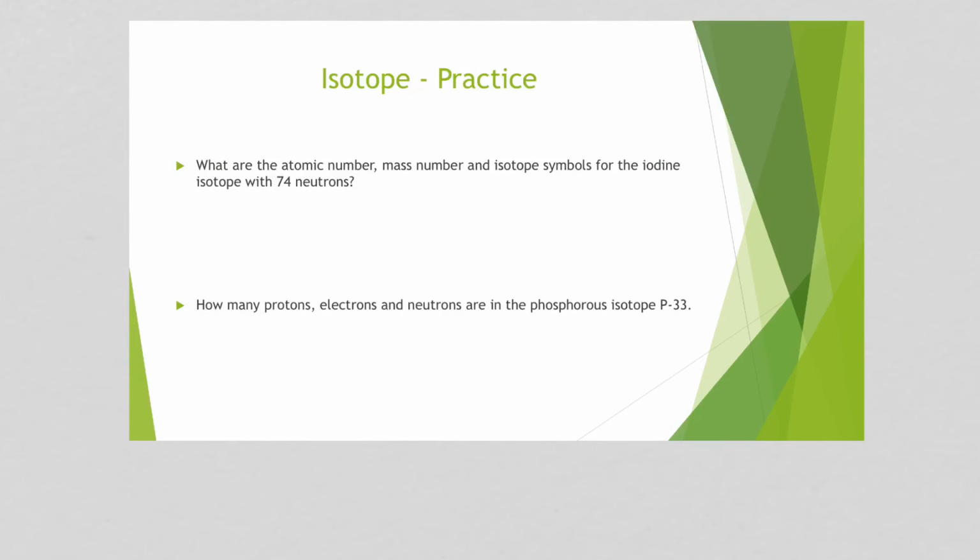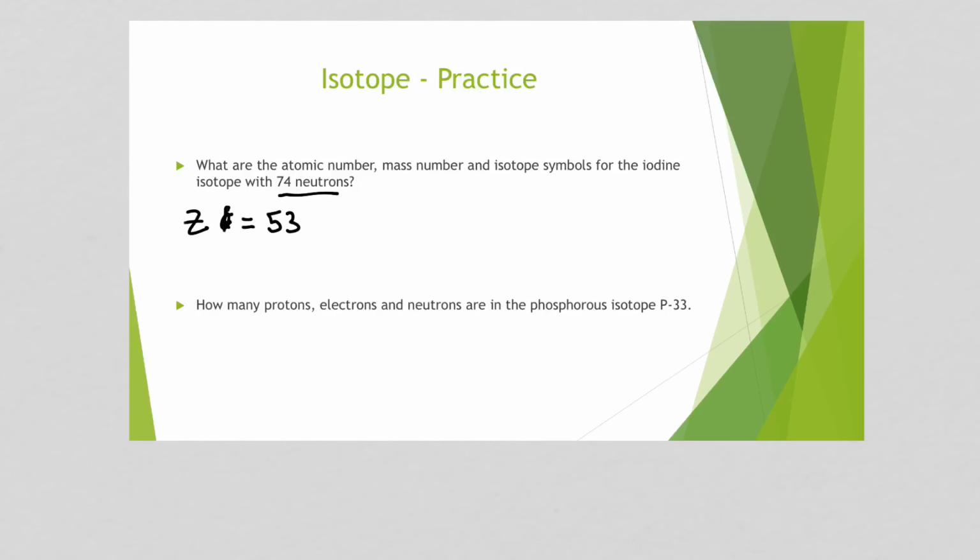So let's do a little practice. So first question says, what is the atomic number, the mass number, and the isotopic symbol for iodine isotope with 74 neutrons? So easy thing first, the atomic number. Remember the atomic number is abbreviated Z. If we look up iodine, that's 53. So it has an atomic number of 53.